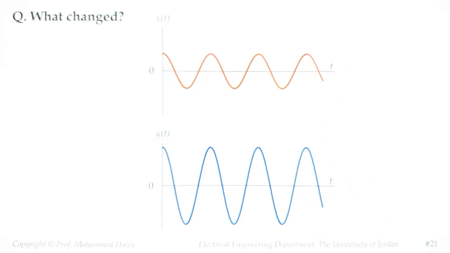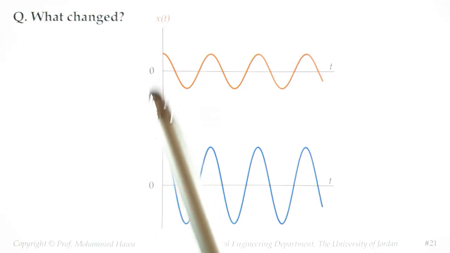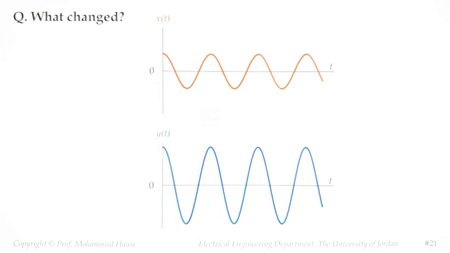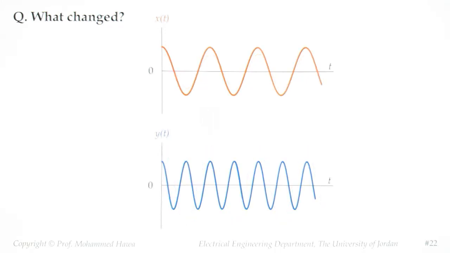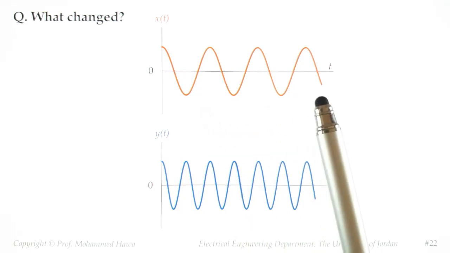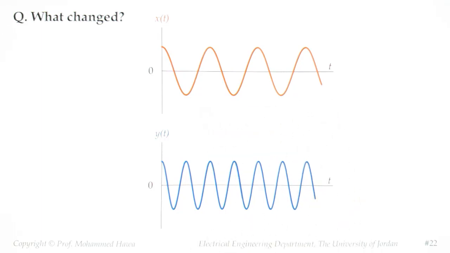I did not change the frequency because I did not change the period. The period stayed the same. And I did not change the phase shift because notice they both start at the same point. The blue curve is not shifted compared to the red curve. However, I did something else here. What did I change between this cosine and this cosine?